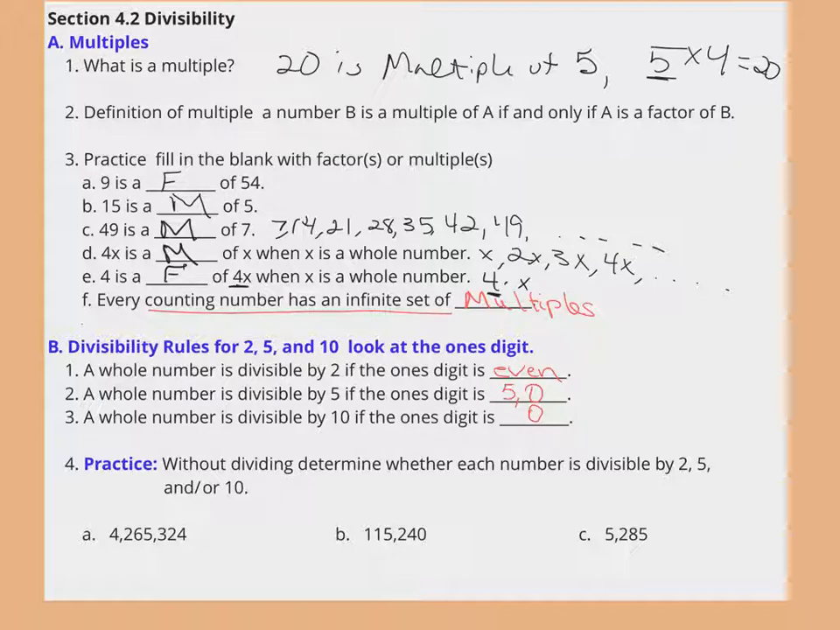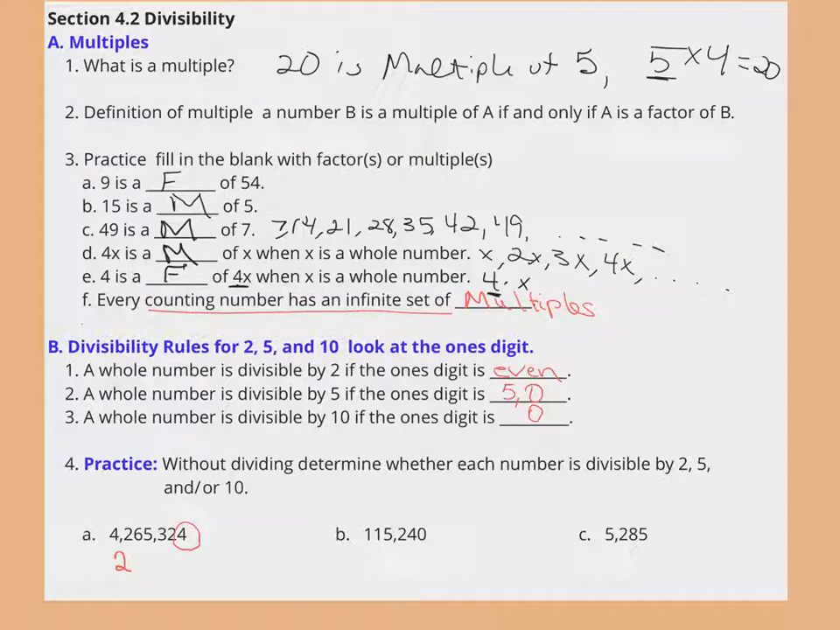4,265,324. All we care about is this last digit. This last digit is a 4. It's even, so we know it's divisible by 2. It's not divisible by 5 because it doesn't end in a 5 or a 0, and it's not divisible by 10 because it doesn't end with a 0.